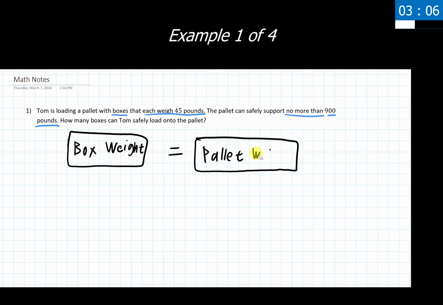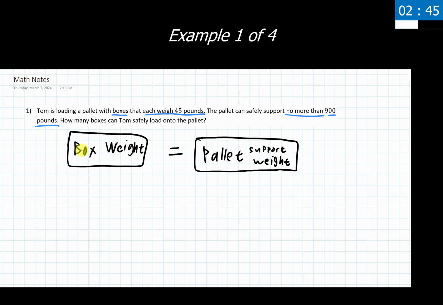Let's revise this just a little bit. Instead of pallet weight, let's do pallet support weight, because it can only support so much. That seems a little bit better, a little more specific there. Cool. So currently, as I have it set up, the box weight would equal the pallet support weight.